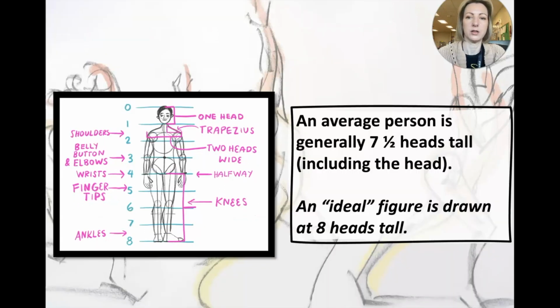So in the figure, an average person is generally 7.5 heads tall, including the head. An ideal figure is drawn at 8 heads tall. So you have a little bit of leeway there, but as you're drawing your figure, if you want it accurate, you're going to use the head as the measurement and count 1, 2, 3, 4, 5, 6, 7, 8 to make sure you're getting it approximate. And of course, everybody's a little bit different, so this is just general.